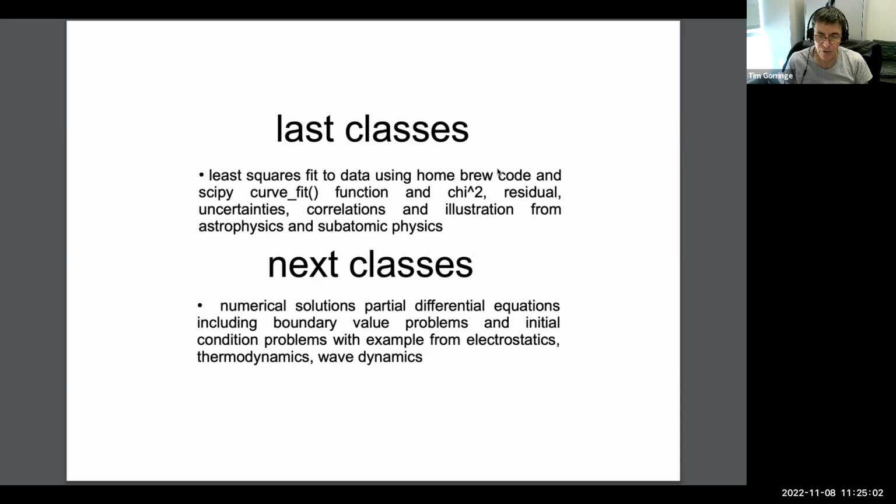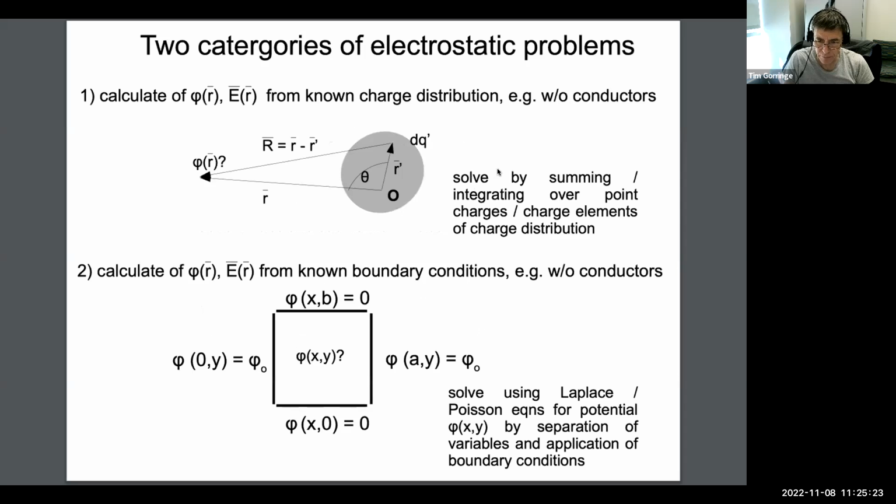Over the next few classes, we'll look at illustrations from electrostatics, thermodynamics, and wave dynamics. Today's class, we're going to focus on electrostatics, and electrostatics is a big area, a big topic for partial differential equations. So, coming to electrostatics, I wanted to remind you first of two basic classes of problems in electrostatics.